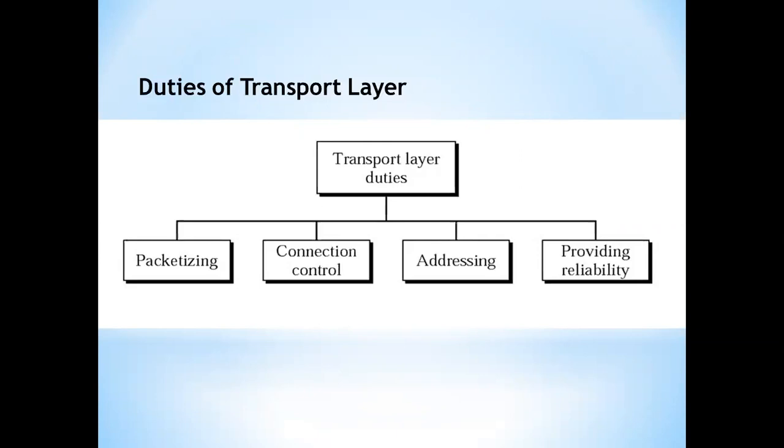Next is connection control. Transport layer protocols are divided into two categories: connection oriented and connectionless. So first is connection oriented delivery. A connection oriented transport layer protocol establishes a connection, that is virtual path, between the sender and receiver. This is a virtual connection. The packet may travel out of the order. The packets are numbered consecutively and communication is bidirectional.